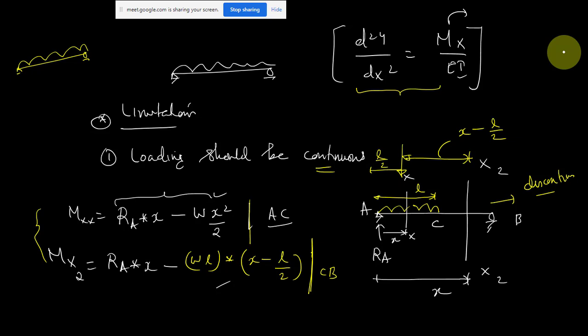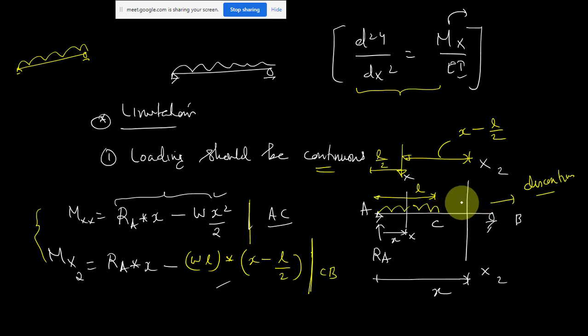Then to solve it, you write a single equation for the moment, then you do the integration two times. That is the only procedure you have to follow. But here that procedure is not possible, I can't do it directly because the loading is not continuous. It is just discontinuing after this point.